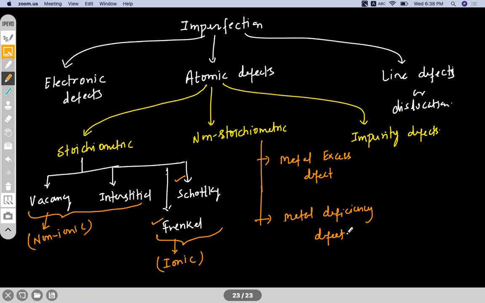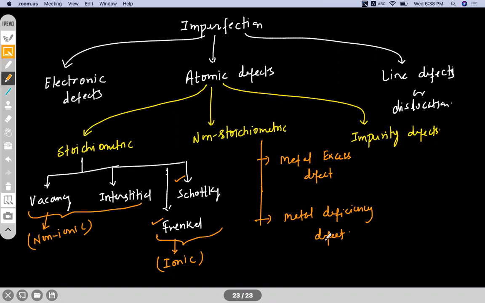Now as the name suggests, metal excess defect means we have more metals present. Metal ions will be more. So how do we get more metal ions? Again, we have 2-3 categories for this. We can have metal excess defect in 2 different ways.